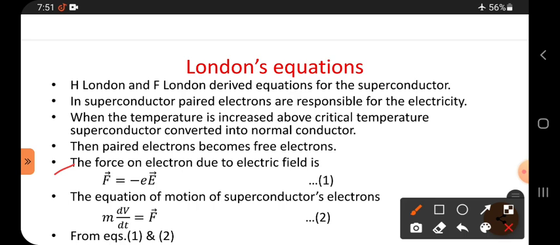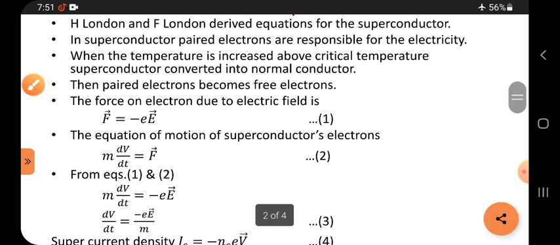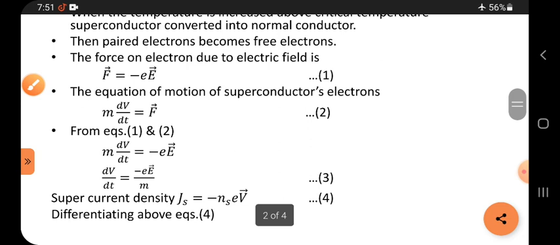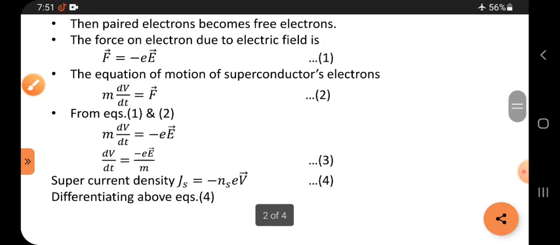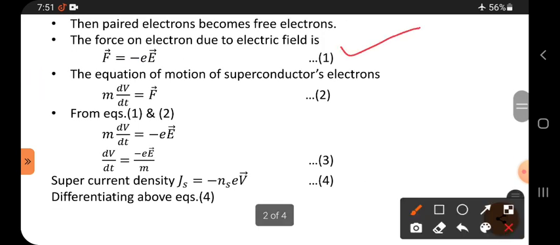The force on an electron due to an electric field is given by, see here, the relation between force and electric field: F is equal to minus eE. Minus indicates electrons are negatively charged. Let it be equation 1.